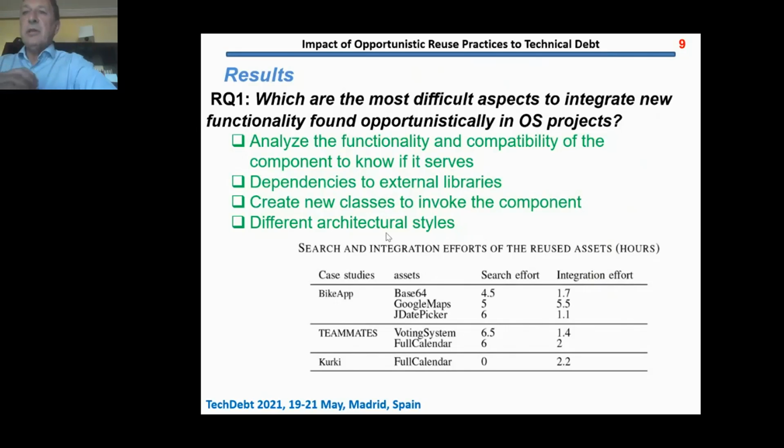The table shows the search and integration effort of the reused asset. As we can see, we spent significant time in the search effort because we found many components and we have to, according to the different criteria indicated in the paper, select a component from a particular repository. We don't have search effort for Carrillo for the full calendar because it's the same component. And then, in the right column, the integration effort, according to all these aspects we have mentioned before, if they have dependencies or compatible licenses or documentation explaining how the component works, or depending on the reused component, we spend different integration efforts.